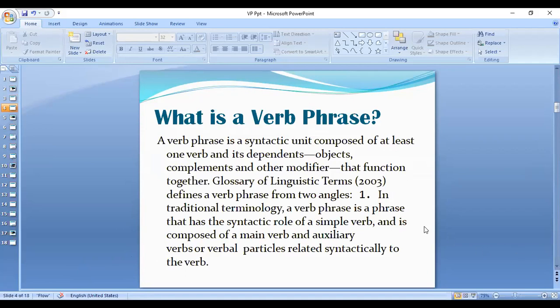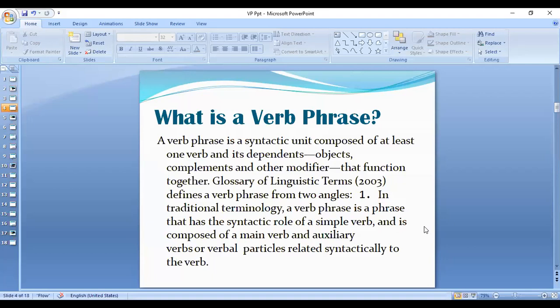Here goes what a verb phrase is. This is the introduction of the verb phrase. A verb phrase is a syntactic unit, meaning a sentential component, composed of at least one verb and its dependents. That might be objects, complements, and other modifiers that function together. This means a verb phrase is at least a verb itself, and it also combines other dependent components with it.